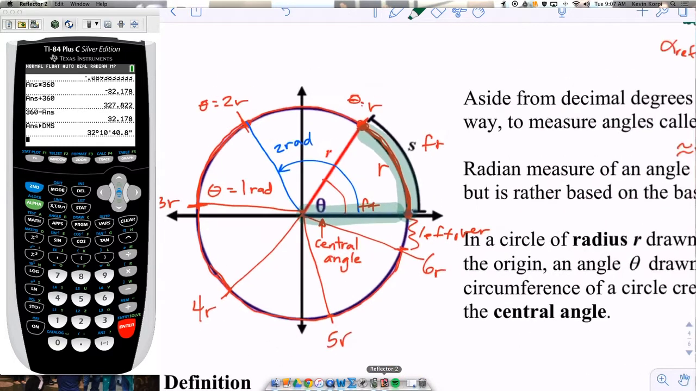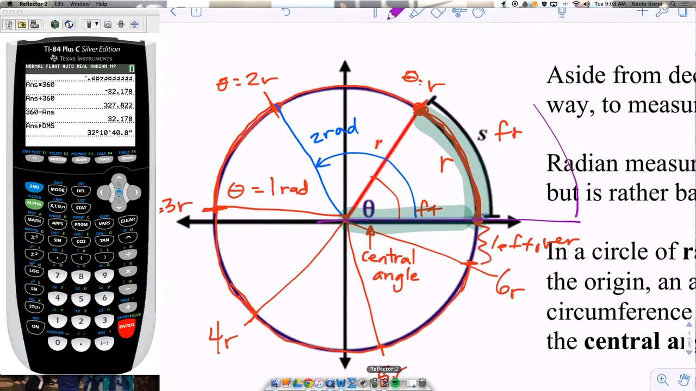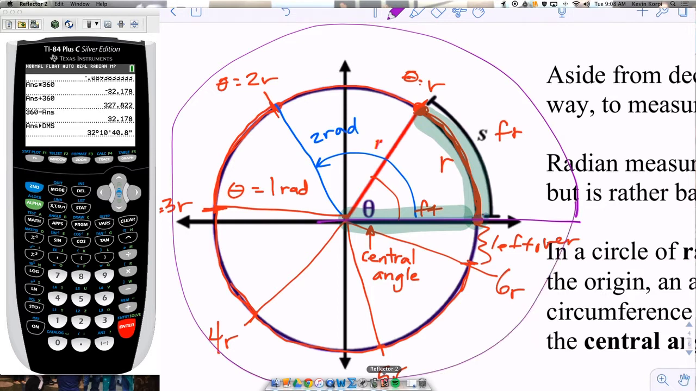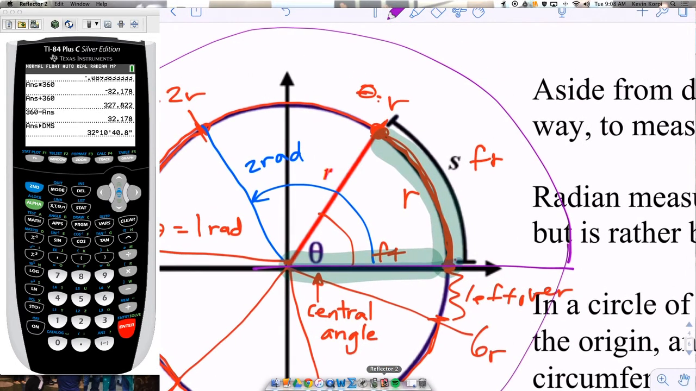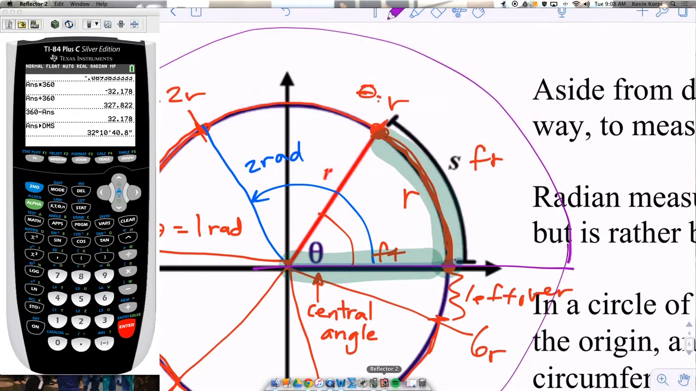Now notice that it's irrespective of the size of the circle. We didn't talk about this, but if I made my radius bigger, what's going to happen to the circumference? It's also going to get bigger. And because they are linearly related to each other, direct proportion, then the scale factor divides out. Okay, so there would be my new radius.